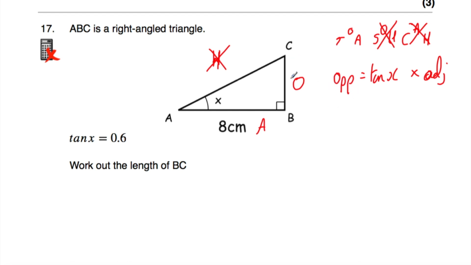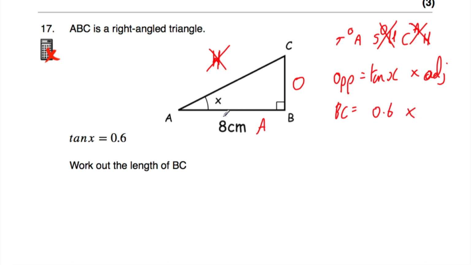So the opposite, let's call that BC because that's what we're trying to find. BC is equal to the tan of the angle. Now in this question, we're told the tan of the angle is equal to 0.6. So we're not going to be doing the tan of the angle because we don't actually know what the angle is. We're not shown what the angle is, but we're told the tan of the angle. They've calculated it for us already, and they've told us that it's 0.6. So instead of writing tan x, the tan of this angle, we can just write 0.6 because we're told that.